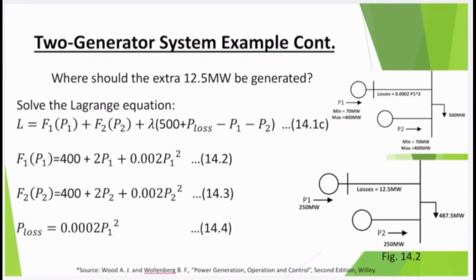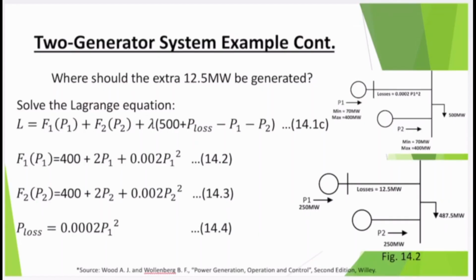Now we'll try to make this problem a little more interesting. Where should the extra 12.5 megawatt be generated? Who will be able to generate that 12.5? To me, the 500 megawatt is the load point. Loss is going to be 12.5. So we must generate 512.5 megawatt of power out of these two generators, so that even after the loss of 12.5 megawatt, the load of 500 megawatt can be met.